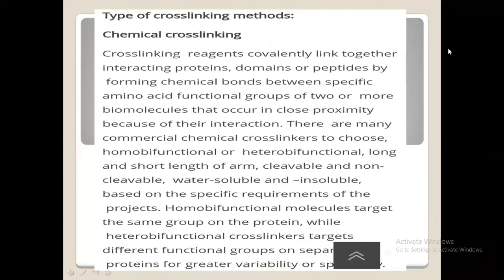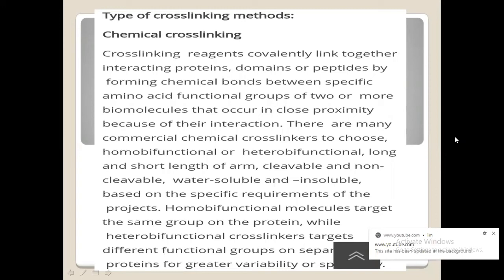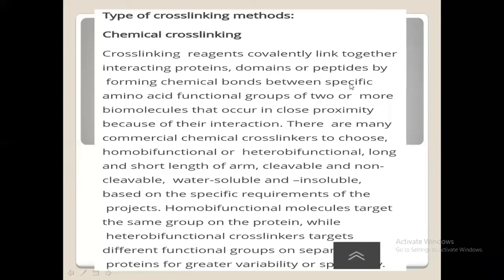The types of cross-linking methods. So in vivo or in vitro are the two important categories of cross-linking. Under that you have different types of cross-linking. First one is the chemical cross-linking method. Cross-linking reagents, that is chemical reagents, covalently link together interacting proteins or the domains of the protein or the peptides of the protein by forming some chemical bonds. That is why it's called chemical cross-linking method.